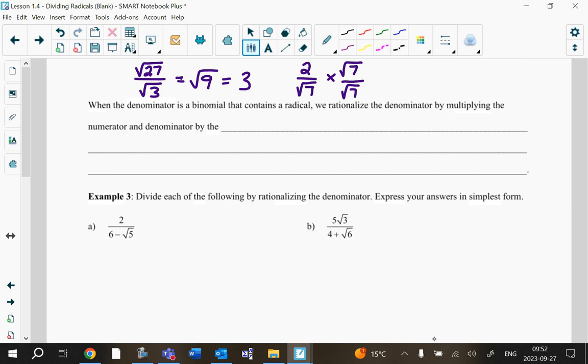So what's 2 times root 7? 2 root 7, because you can't multiply them into a single anything. And root 7 times root 7. Keep going. Root 49, which is 7. Because we want to go as simplified as possible. Okay? So that's the type of division we've done so far.